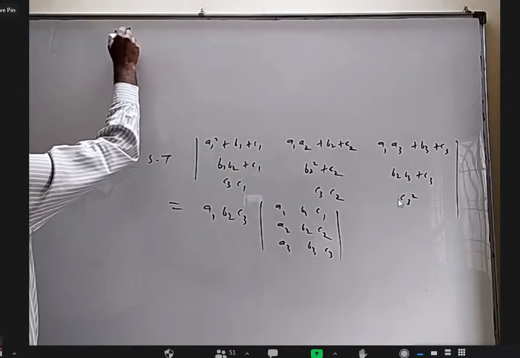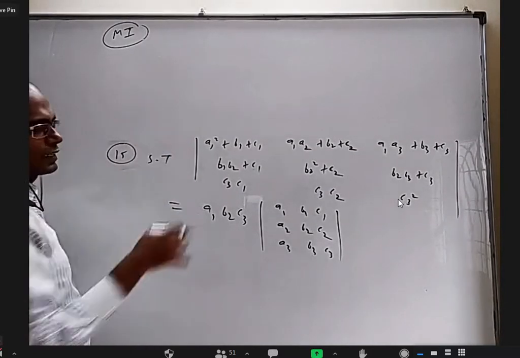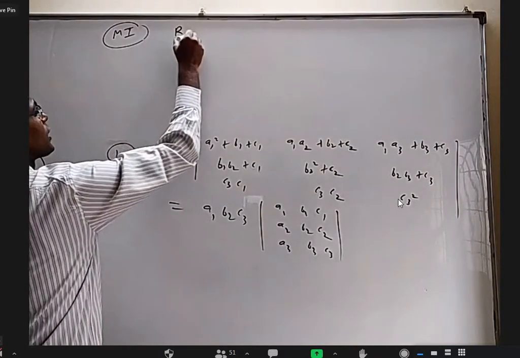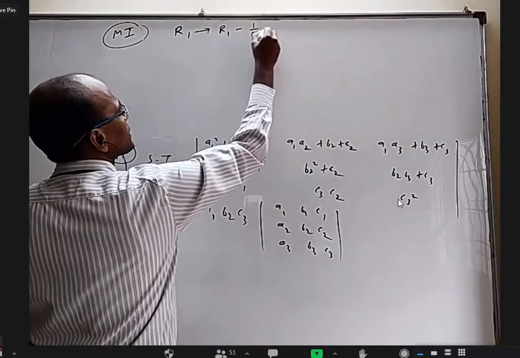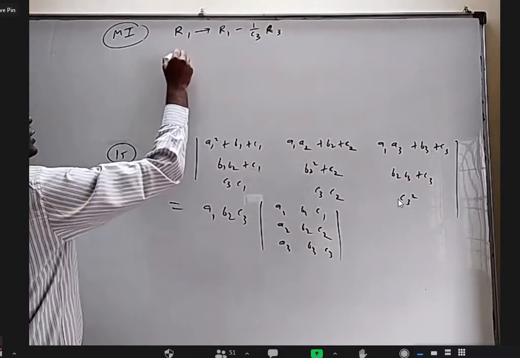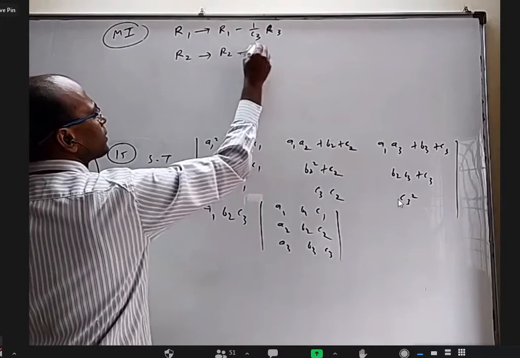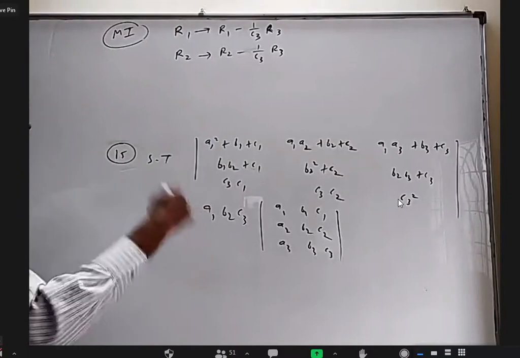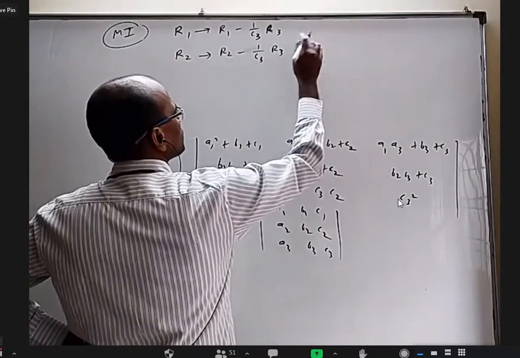For Method 1, I want to do it slightly differently. I just want to decrease the number of steps. I'm a little lazy to write so much. I want to write R1 as R1 minus 1 by C3 times the third row, and R2 as R2 minus 1 by C3 times the third row. I can take C3 common. In the next step I can subtract, but I want to do this. What will happen now to the determinant?